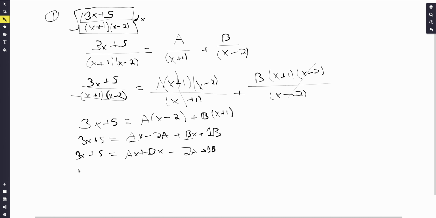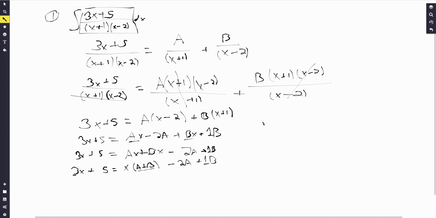Okay. Now let's see if we can simplify this even further. So it becomes 3x plus 5 is equal to, we can take out an x here, so it'll be x times a plus b, minus 2a plus 1b. Now this is where we have to do some algebra. Okay, well, we've been doing algebra, but yeah. So we have this a plus b term right here. I only want it to match this 3.